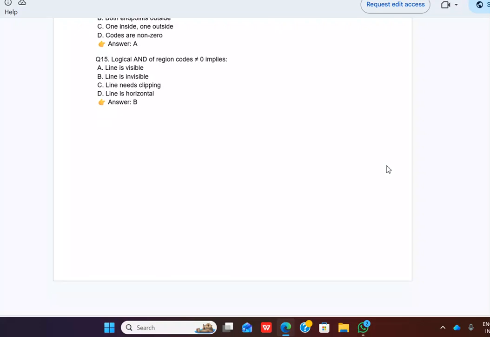This is the most important question in your computer graphics exam. You should understand this concept and solve the problems in your exam. This is a very good, simple question.